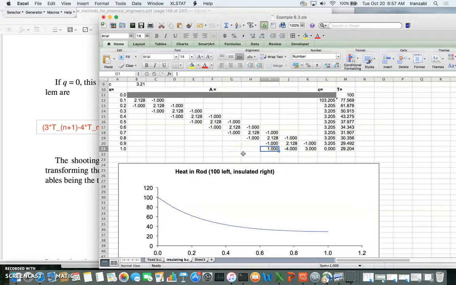Okay, so stay tuned. In the next section, I'm going to explain in detail how we got the last equation.